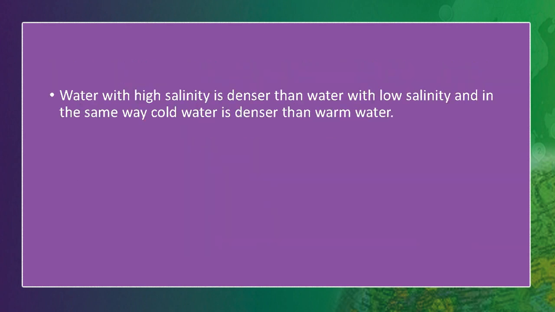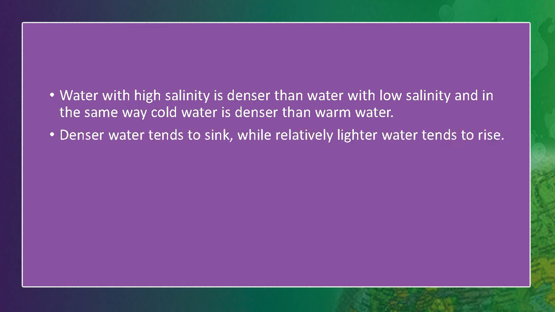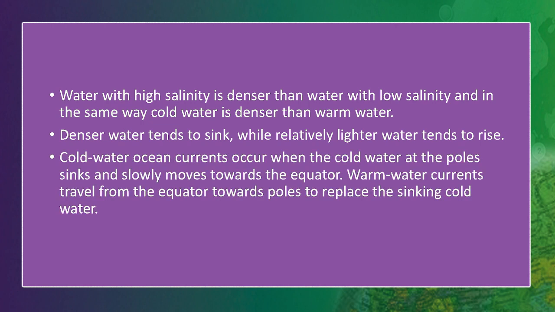Water with high salinity is denser than water with low salinity, and in the same way cold water is denser than warm water. Denser water tends to sink while relatively lighter water tends to rise. Cold water ocean currents occur when the cold water at the poles sinks and slowly moves towards the equator. Warm water currents travel from the equator towards the poles to replace the sinking cold water.